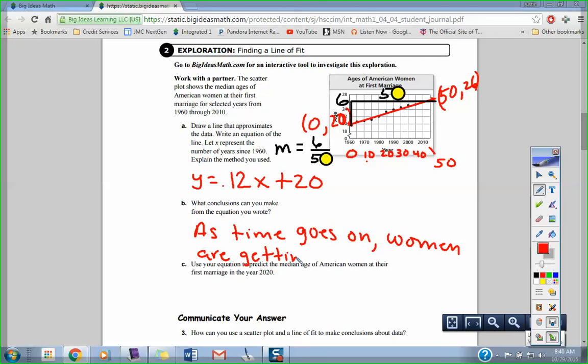We already talked about some of the reasons. Some of the reasons were they're going to college now, or they're getting set in their ways, or maybe they just don't want to get married. I don't know.